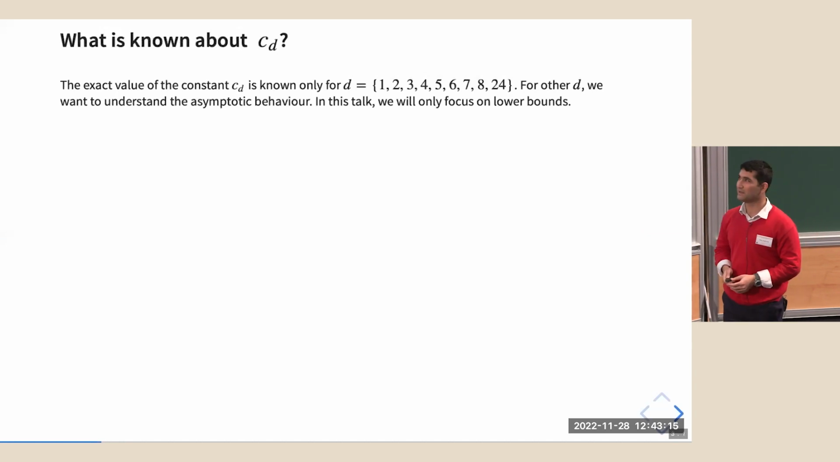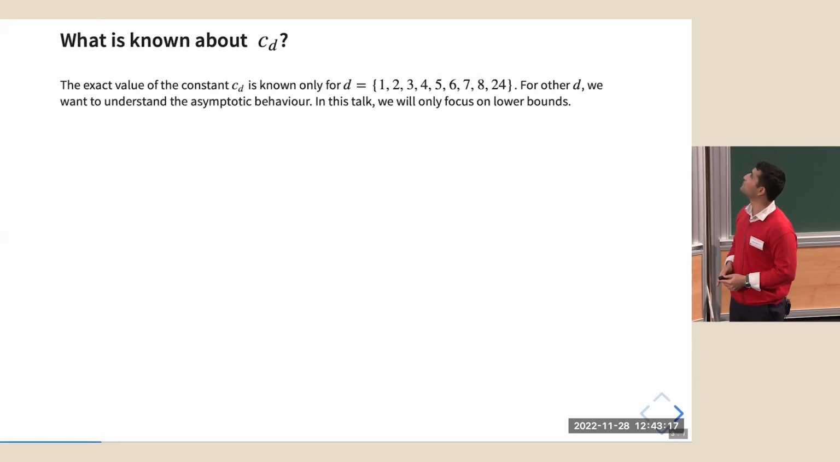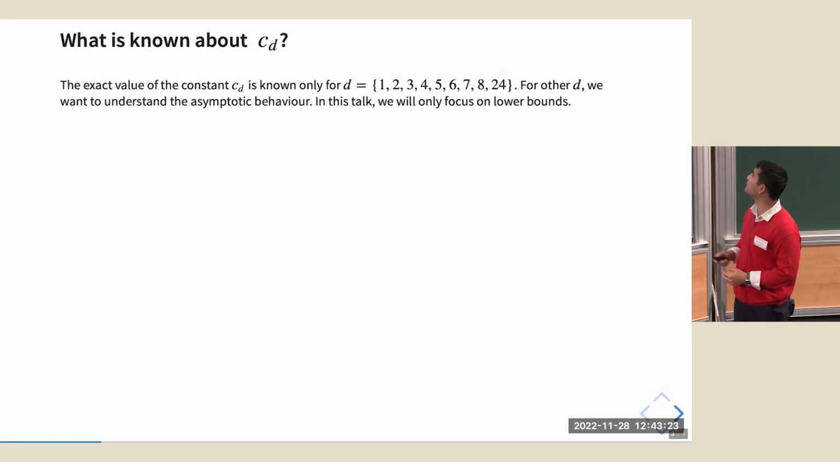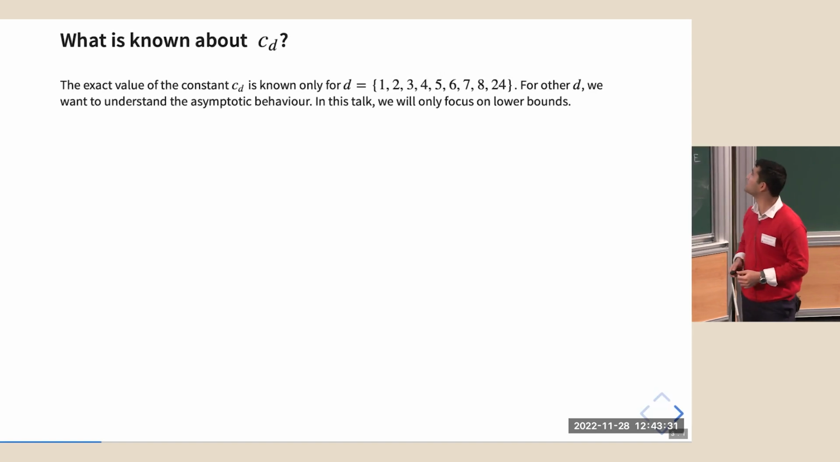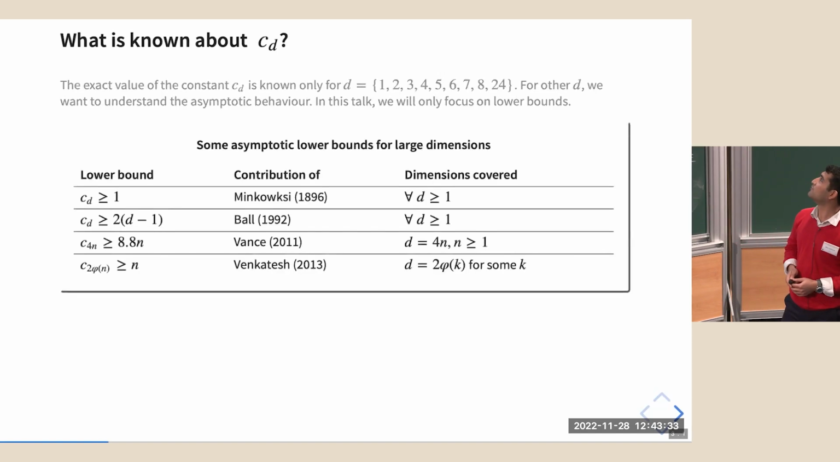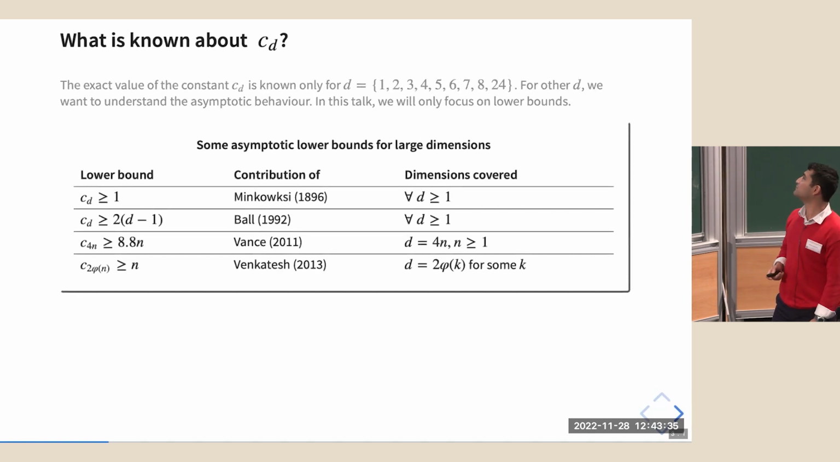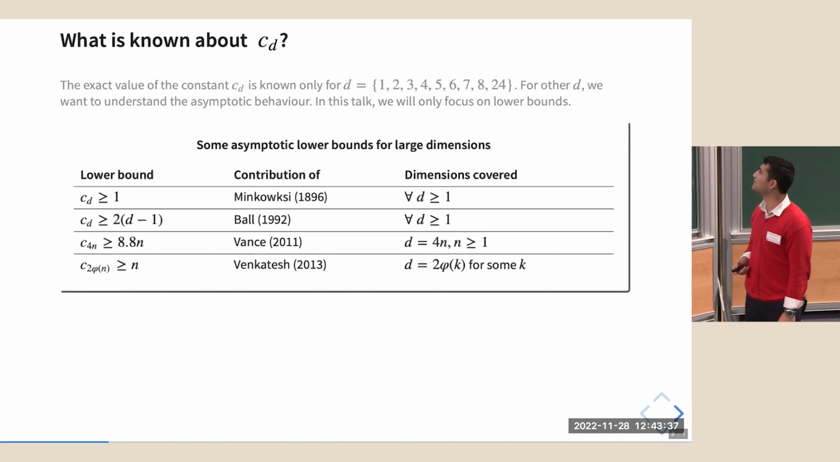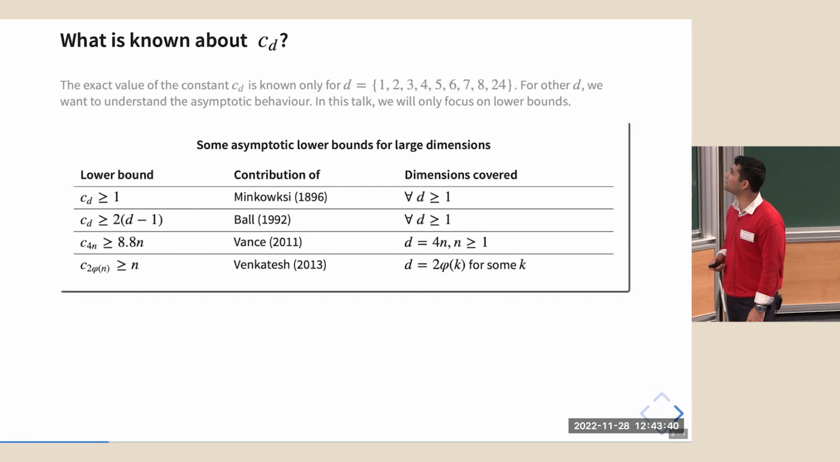What is known about C_D? We only know these finitely many cases, right? 8 and 24 has generated a lot of news, but you also know from 1 to 8 due to numerical work of Frank Valentine, etc. And for other C_D, we have no clue, but we have these fantastic lower bounds.